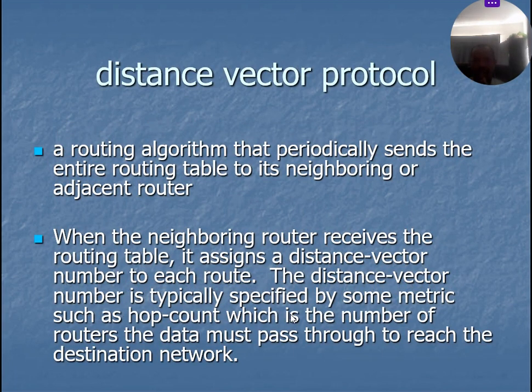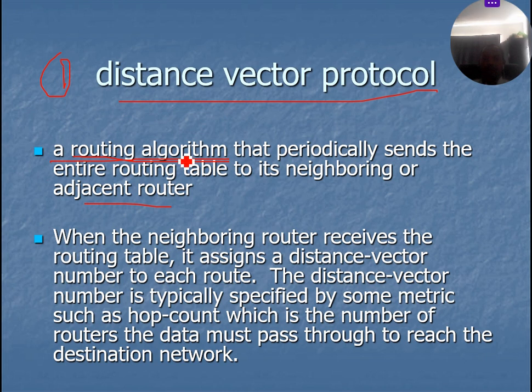Now let's take a look at the distance vector routing protocol, which is the first type of dynamic routing protocol. The routing algorithm that periodically sends the entire routing table to its neighboring or adjacent routers is called the distance vector. Every routing protocol is a routing algorithm, especially the dynamic ones, because they are automatic. When you are defining a routing protocol, you can start with this.